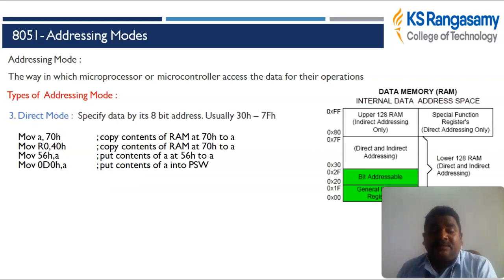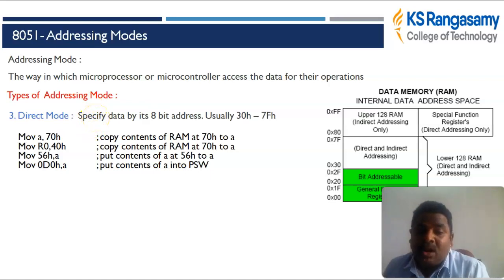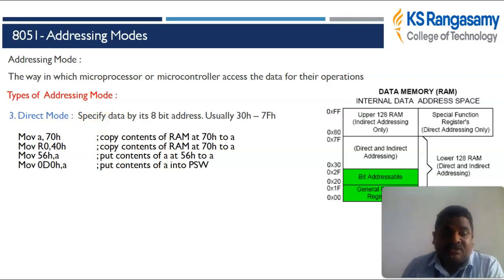Then the third category, direct mode. What is direct mode? What is the difference between immediate mode and direct mode? In direct mode, the address of the operand is specified in the instruction, whereas in immediate mode, the operand is specified in the instruction. For this category, the example instruction is MOV A, 70h.